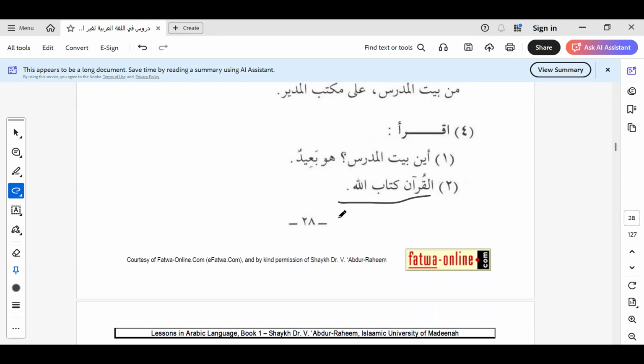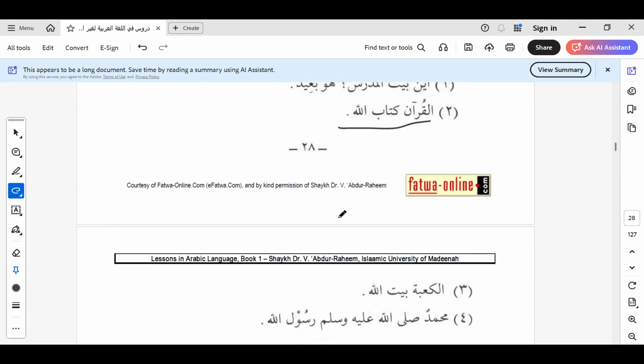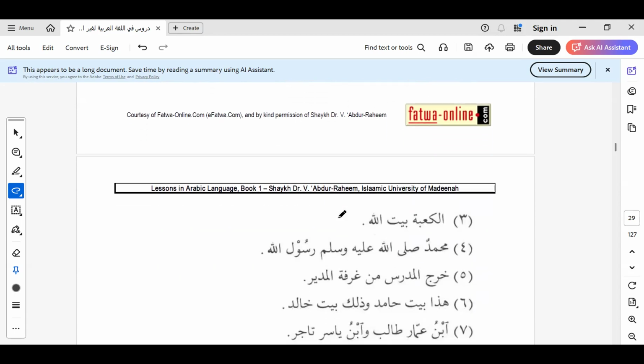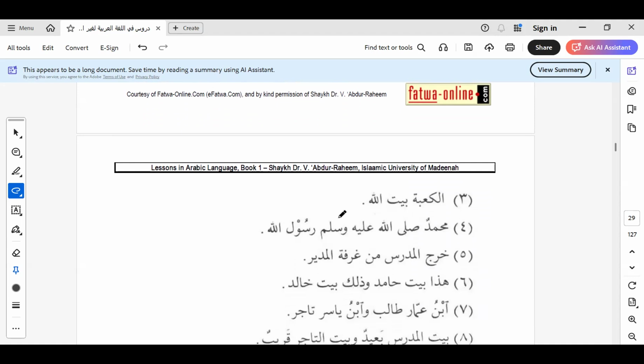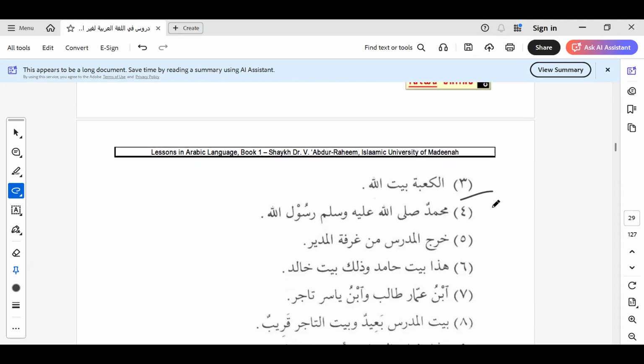كتاب الله. Barakallahu fik. Al-Quran kitabullahi. Yes, because of the Dhamma. So kitabullah. Al-Ka'batu Baytullah. So we have the same thing. Muhammadun sallallahu alayhi wa sallam Rasulullah. Now let someone read this.